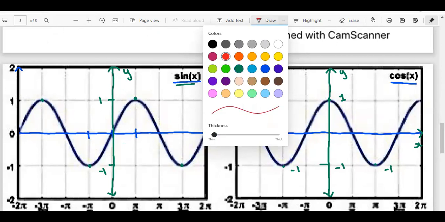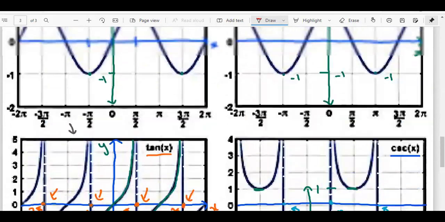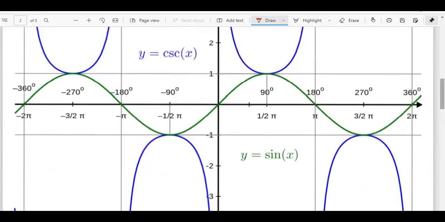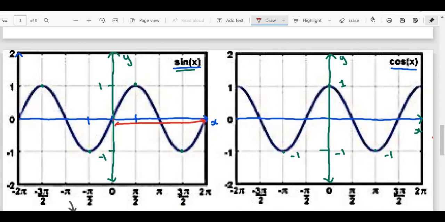Again, for period, I am going to check out the x-axis. But at least you are familiar with these graphs already, right? Yes, ma'am. Okay. So this is the period. The fact that the graph of sine x would be repeated after this point, it would be going on like this again, means that 0 to 2 pi. So 2 pi would be the period.